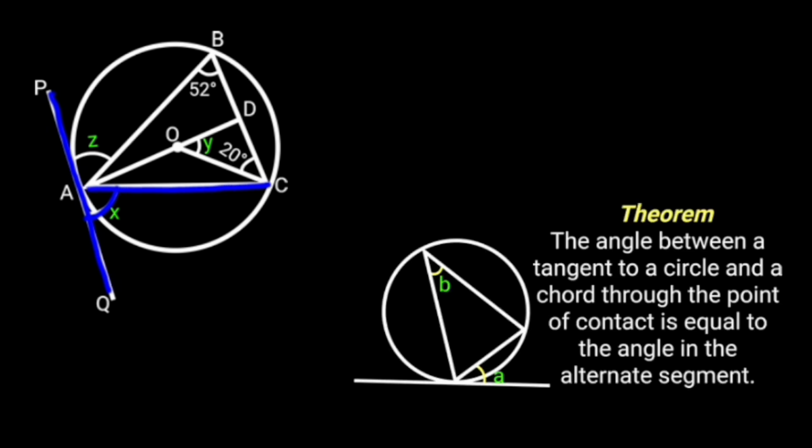Here, X is the angle between the chord and the tangent. Let's recall the circle theorem of the angle between the chord and the tangent. It states that the angle between a tangent to a circle and a chord through the point of contact is equal to the angle in the alternate segment. From this figure, A, which is the angle between the tangent and the chord, is equal to B, which is the angle in the alternate segment. That is, angle A is equal to angle B. Hence, X equals 52 degrees.